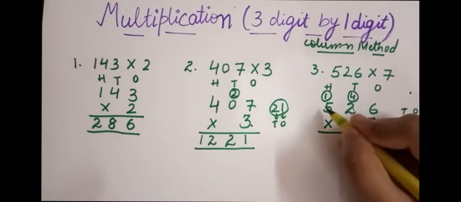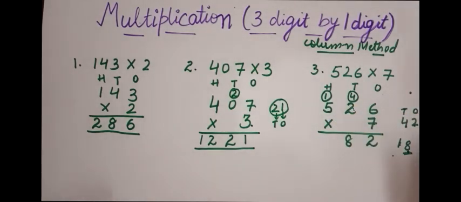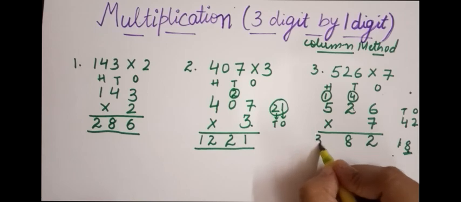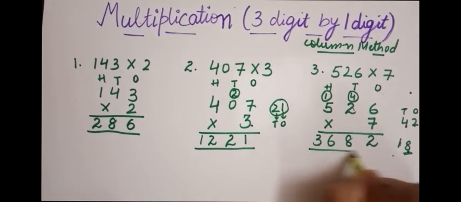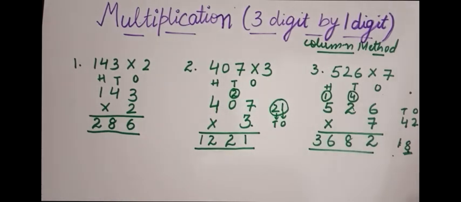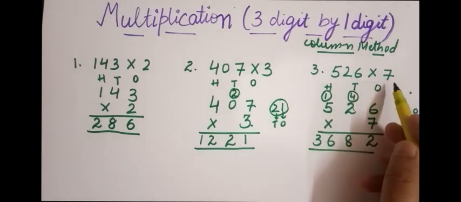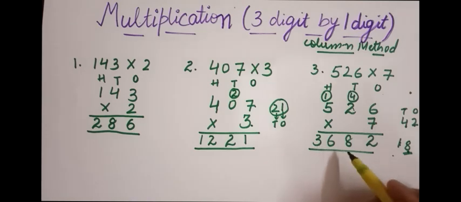Now 7 5s are 35, and plus 1, 35 plus 1 is 36, and this I have written down here. That means the product of multiplying 526 by 7 is equal to 3682.